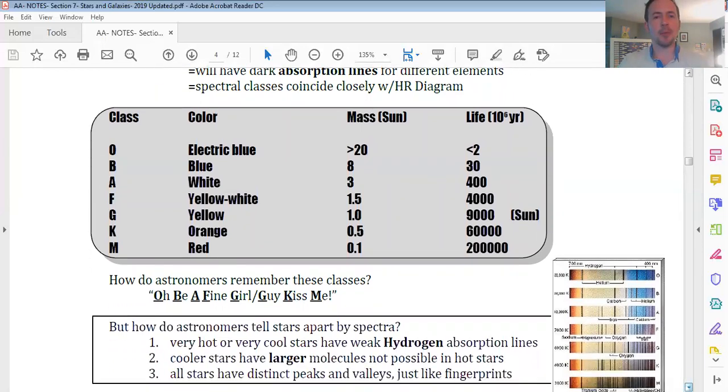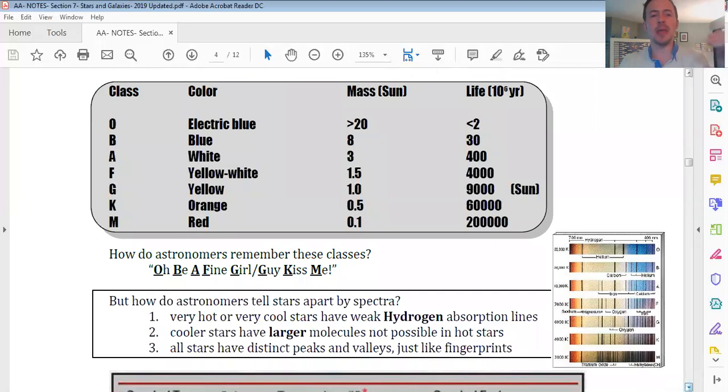So here's a table. Once again, you can see O, B, A, F, G, K, M. And the silly way that astronomers remember this is O, be a fine girl, kiss me, or O, be a fine guy, kiss me. O, B, A, F, G, K, M. You can see our yellow sun is called a G-class star. It's actually a G2 star. So here's where our sun would be.